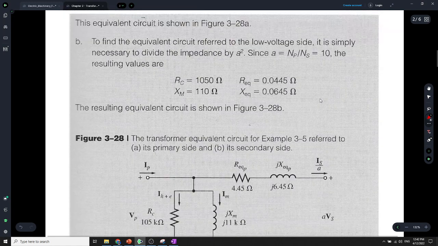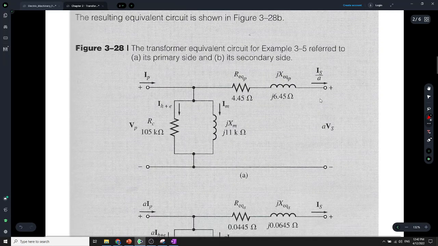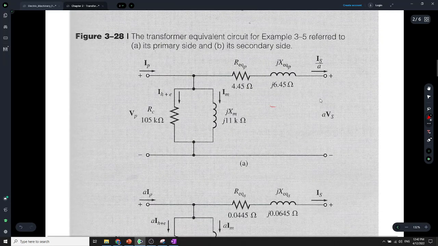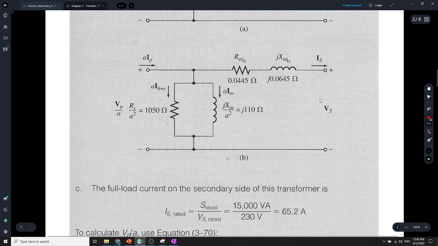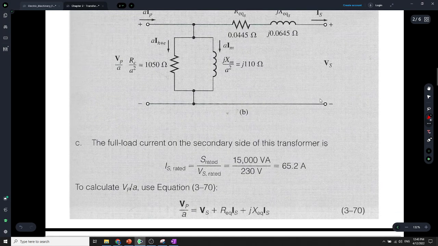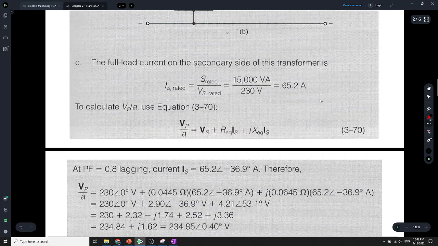So you just transfer to the secondary side. So this is the equivalent circuit. Doesn't matter, you can put it here or you can put it here, the branch doesn't matter. And then you transfer to the secondary side. And then we know that the S is the apparent power.